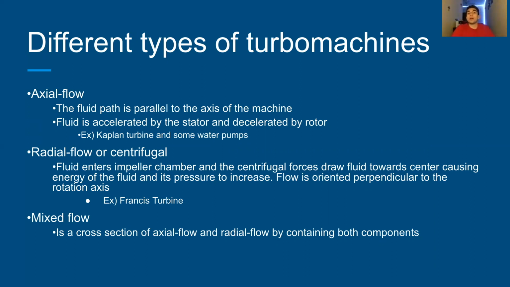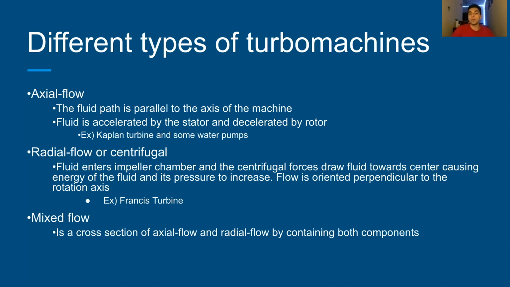In a radial flow, it's perpendicular to the rotation axis. So it would be like this. Fluid enters through the impeller chamber and the centrifugal forces draw fluid towards the center, causing the energy of the fluid and its pressure to increase. So when water flows in, it starts to form like a circle at the end, meeting in the middle. And it kind of looks like a car engine piece of a turbo. And that's exactly what a Francis turbine is, which is that typical picture which you would think a turbo machine would be. And one of the interesting things about a radial flow is that there's less mechanical stress in a radial flow turbo machine compared to axial. So it's a little bit more efficient.